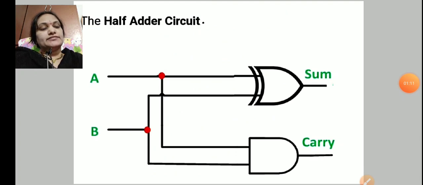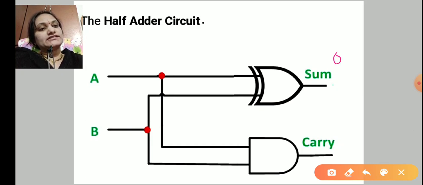Now students, let me explain the theory about half adder circuit. This half adder circuit basically consists of two gates. Those are XOR gate and AND gate. In case of XOR gate, the outputs are like this: 0, 1, 1, 0. That means whenever you give the inputs 0, 0, your output will be 0, and whenever you give 1, 1, the output becomes 0.